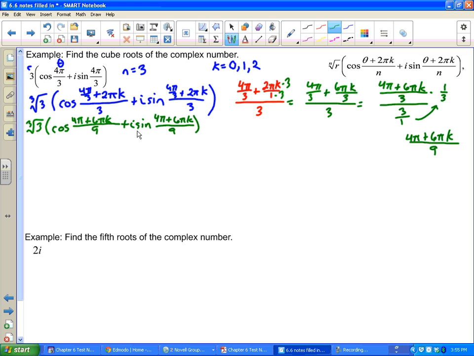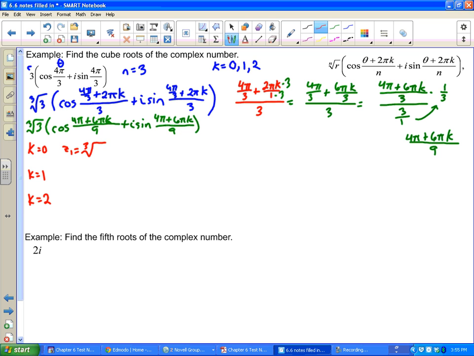Okay, and now I'm ready to plug in 3 things. I want to plug in k equals 0, I want to plug in k equals 1, and I want to plug in k equals 2. When I plug in k equals 0, the way the book labels it is it labels this first answer as z1, because it's a complex number z, and it's our first answer we're getting, which is why we're calling it Z1.